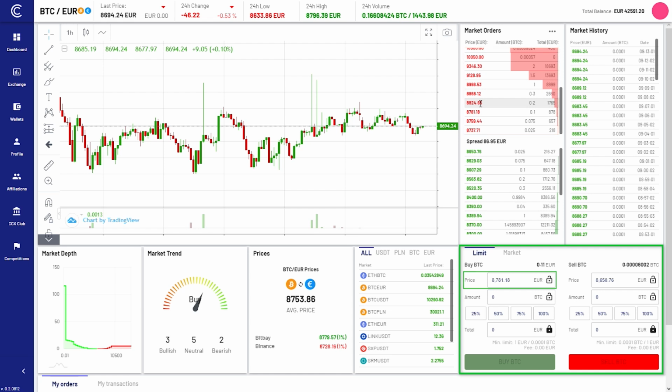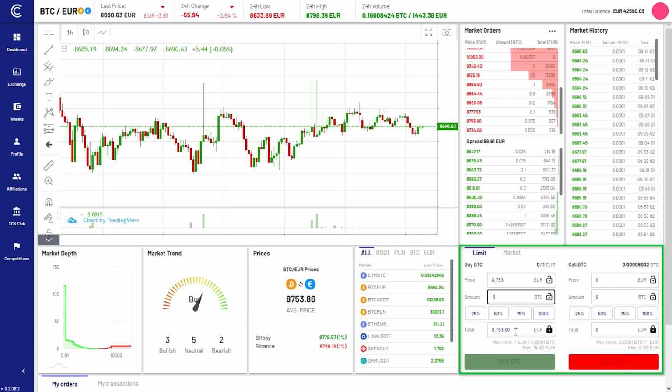Then we need to enter amount of Bitcoin that we want to buy. You can also use the percentage icon to automatically calculate how many Bitcoins you can buy for a certain amount of your funds. The total field shows the summary of our transaction. Below you can also find the fee amount that exchange will charge you for making a purchase.